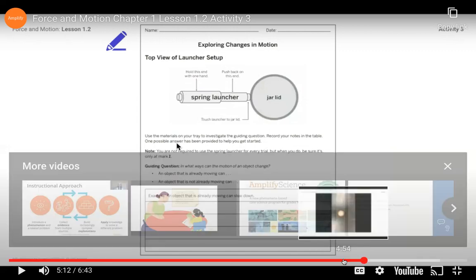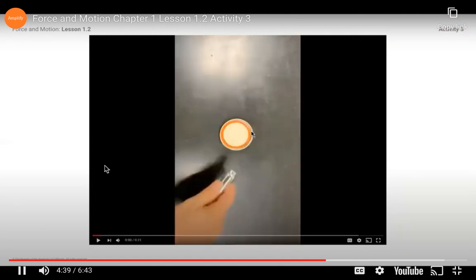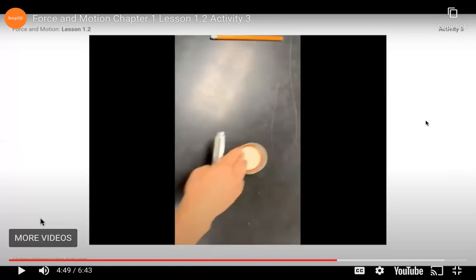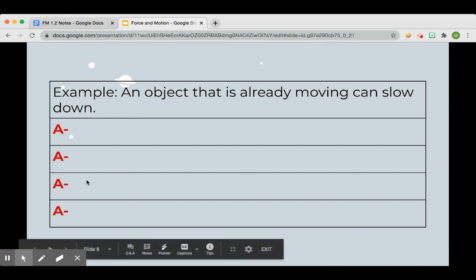Okay, just to go back, some of the things you might see here are this one, it's not moving, and then it starts moving. And this one, it's moving, and then it moves faster. Those are examples of things you would write down in that chart. You want to write down 4 more things. The first example I gave you is an object that is already moving can slow down. You saw the cap was moving and then it slowed down eventually. Maybe for the second one you would write an object that is already moving can start to move faster. Then watch the video a few more times if you need to and write down a few more.